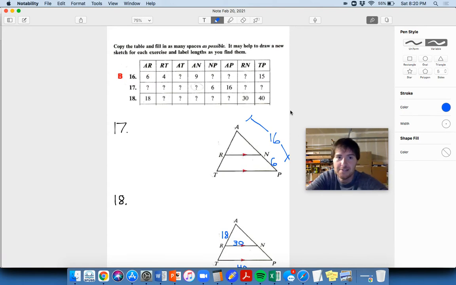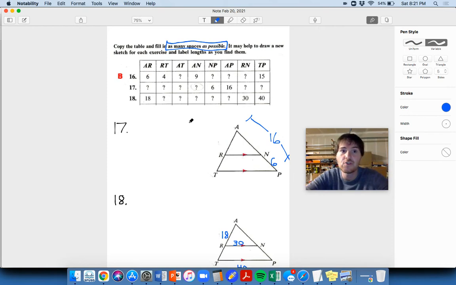Part of the reason why this is less than straightforward is that in your directions it says, hey, copy the table and fill in as many spaces as possible. So that infers the possibility that not all these will get filled in, right? There's probably going to be some that are impossible to find. And I think that's going to be true in at least one of these here. So let's check it out.